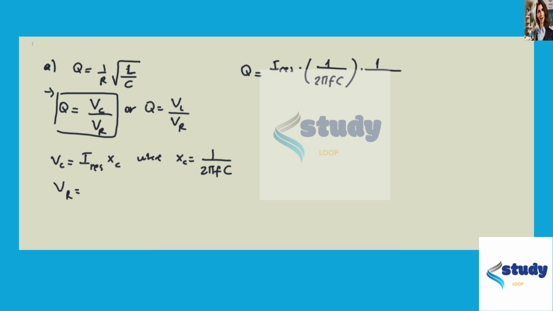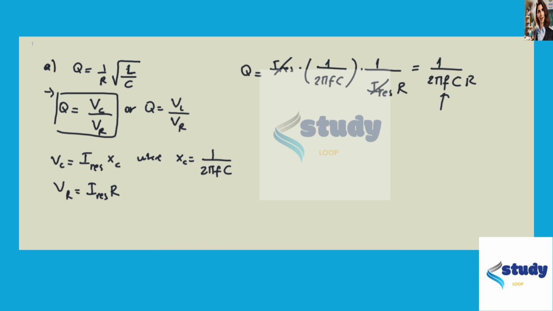V R, as you know from Ohm's law, is going to be I resonant times the resistance. So the currents are going to cancel each other out, and the Q factor is going to be 1 over 2 pi f C R.